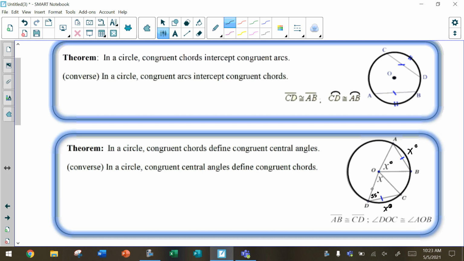Well, this angle here would also be 55 degrees because this radius is the same as this radius. So 55 plus 55 would be 110, so this would have to be 70. So this would be a 70-degree arc. Now, if this is the same as that, then this would also be 55, and this would be 55, and this would be 70, and that would be 70 as well.